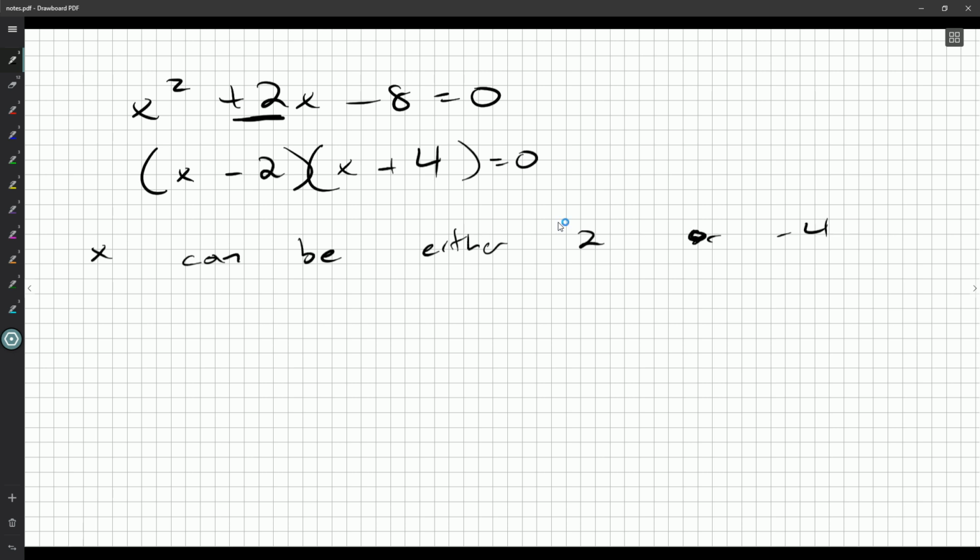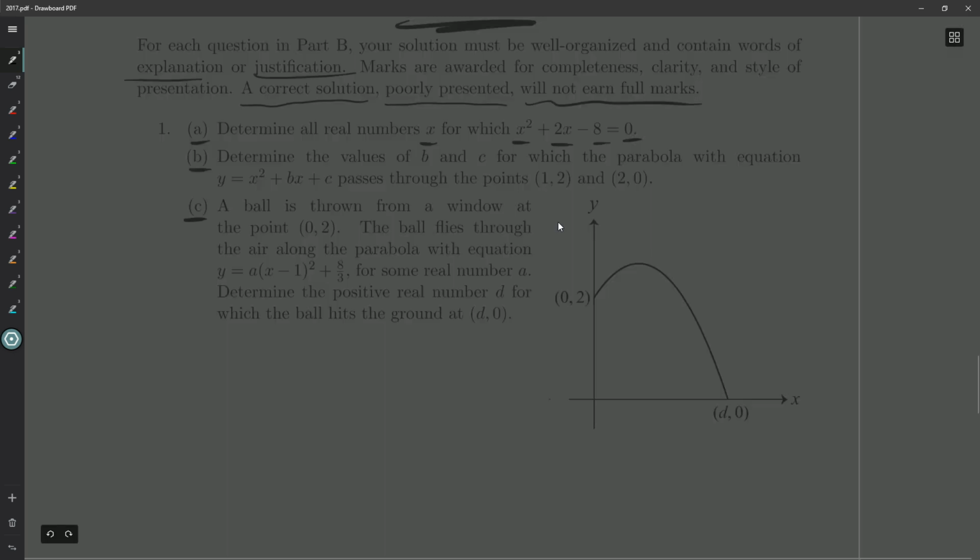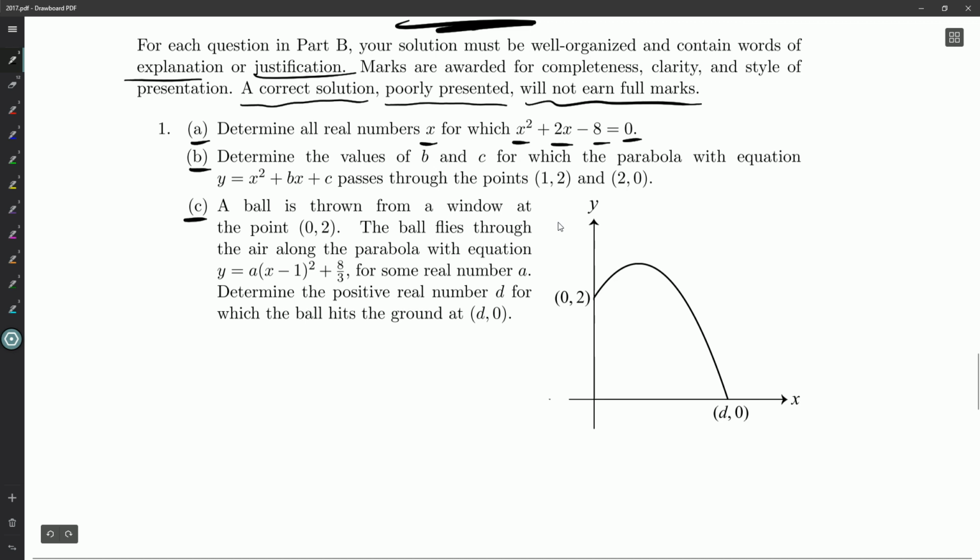That's probably 2 to 3 marks for us right there. You can explain it more if you want to, but really you don't have to. 2 and negative 4, there it is. We've shown our work. We showed the factorization. You don't need to re-explain how people find roots.